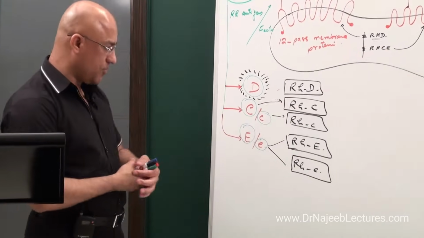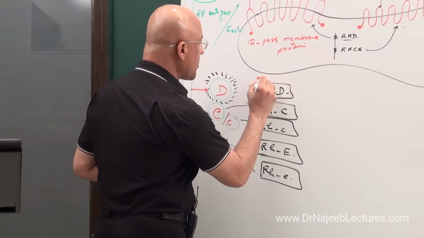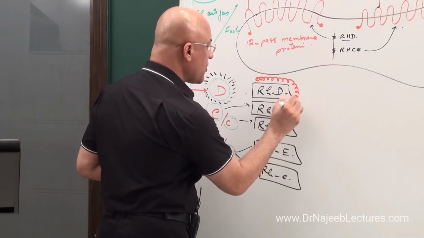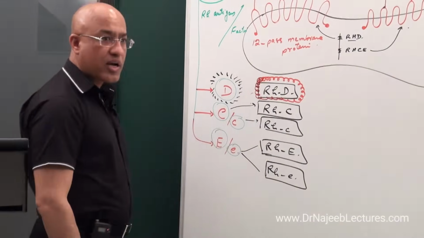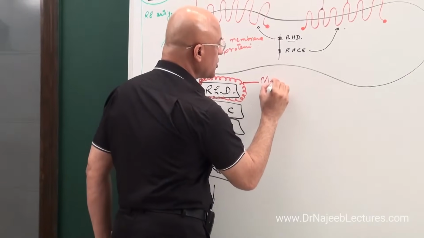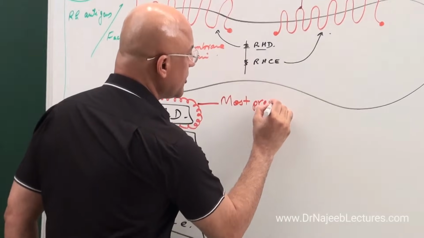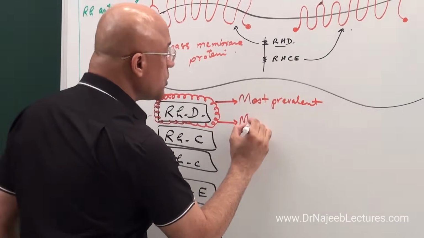But among them, which one is the most important clinically? Most important is Rh-D. Why is it so important? Because number one, it is most prevalent, most commonly found. And number two, it is most immunogenic.